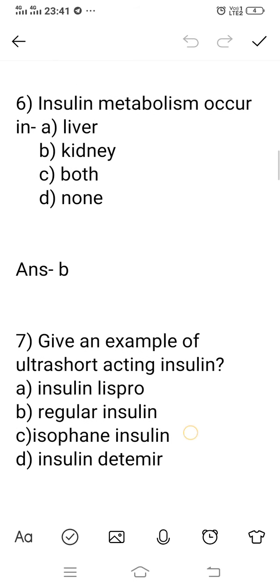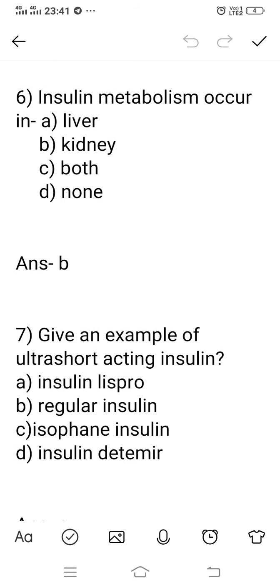Okay. Question number 6. Insulin metabolism occurs in option A liver, option B kidney, option C both, option D none. Actually, insulin metabolism occurs in both liver and kidney. Liver and kidney are the main places or sources of any drug metabolism.